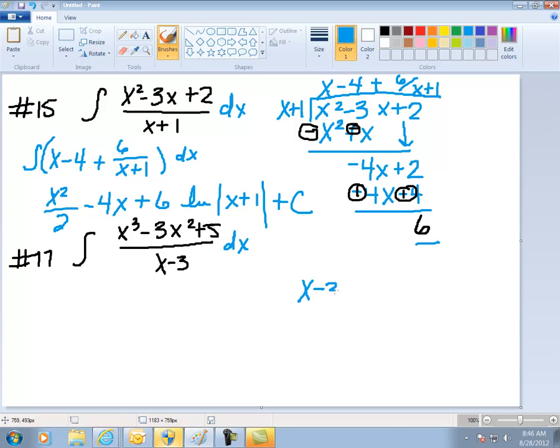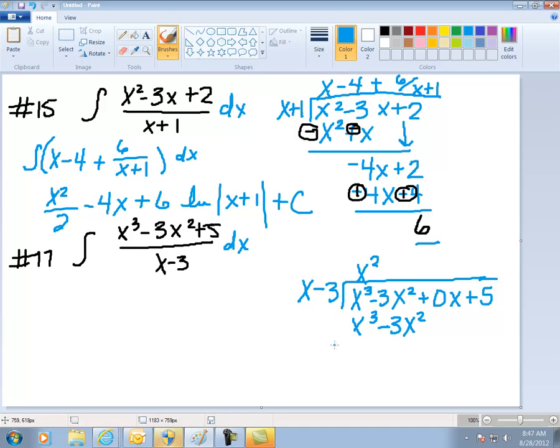So I'm going to take x minus 3 into x cubed minus 3x squared. Notice I'm missing an x term, so I'm just going to put that in as a filler, a 0, plus 5. All right, and again, we start the process all over again. What times x gives me x cubed? That's going to be x squared. Now I multiply x squared times x, which gives x cubed, and x squared times negative 3, which gives minus 3x squared. And now, I can't emphasize this enough, you're subtracting, so the signs on these change.